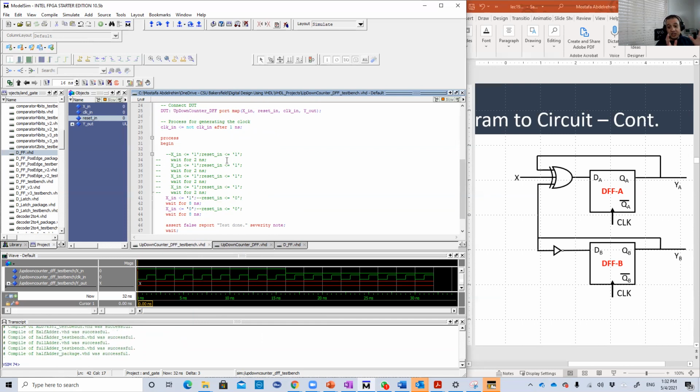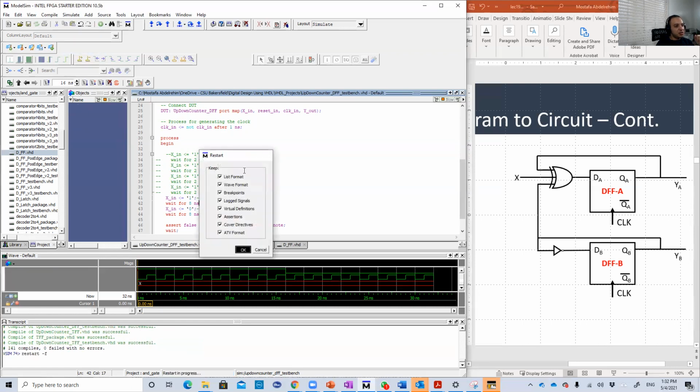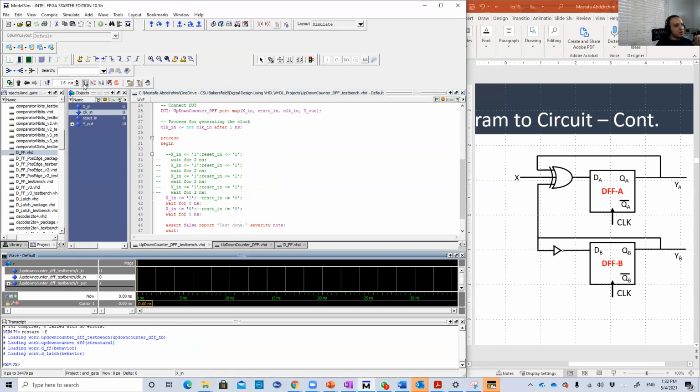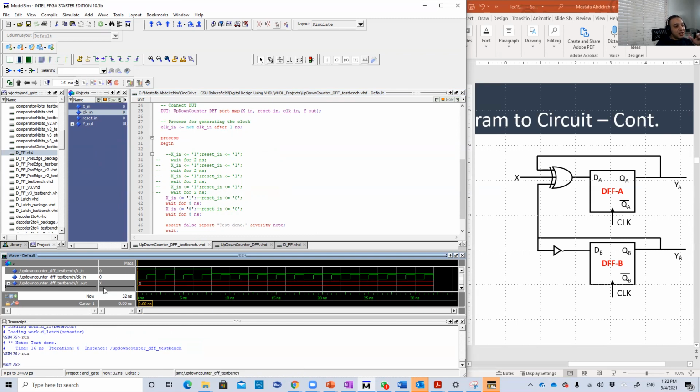And we're gonna test now the design without a reset. Actually, I have the output here, but let's do it again. So let's restart this simulation here, and run it. Okay, here it is. So as you see, guys, the output is just undefined.